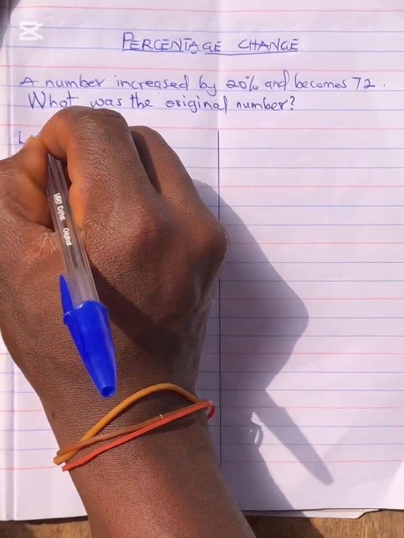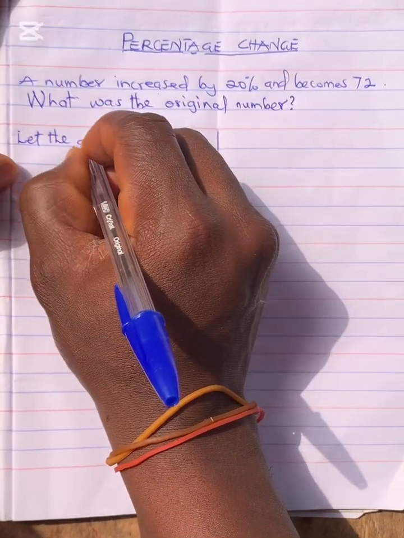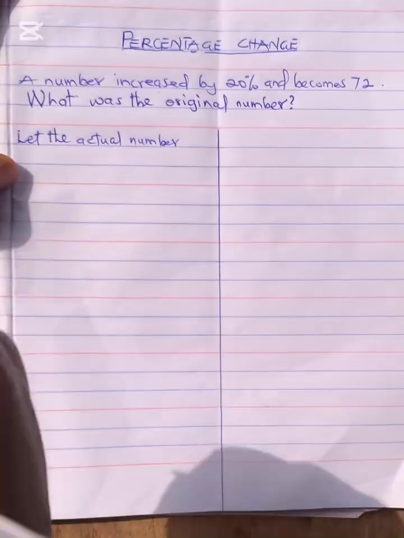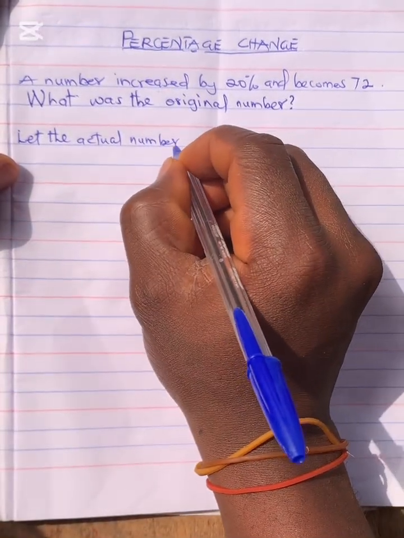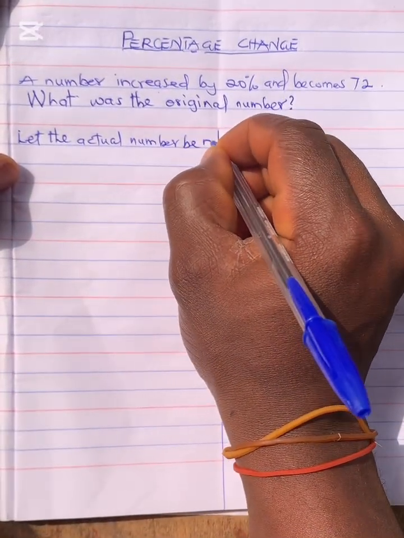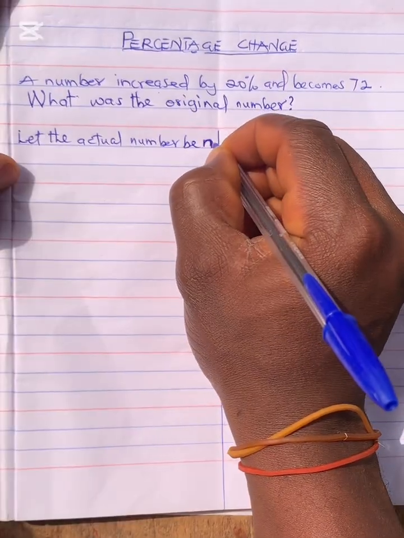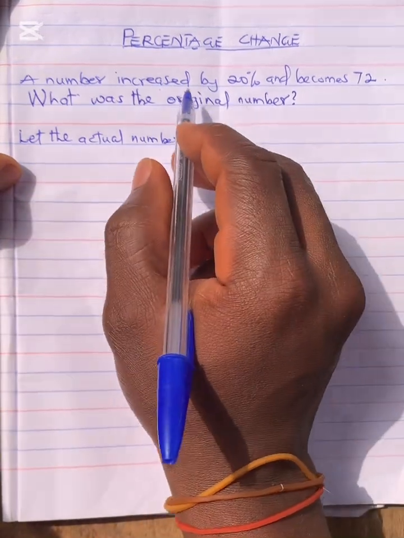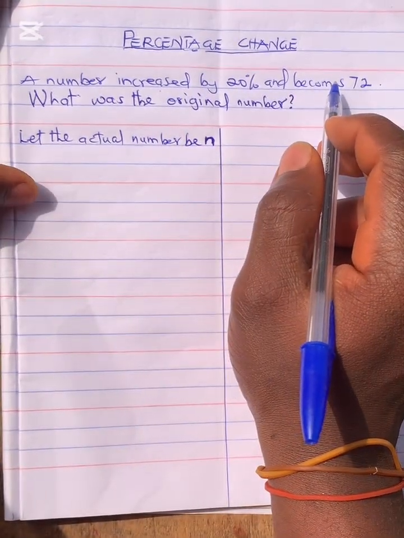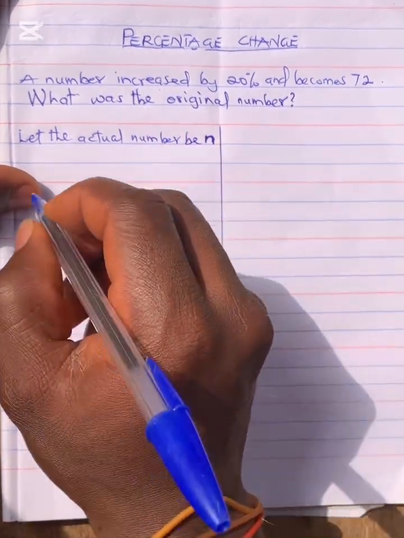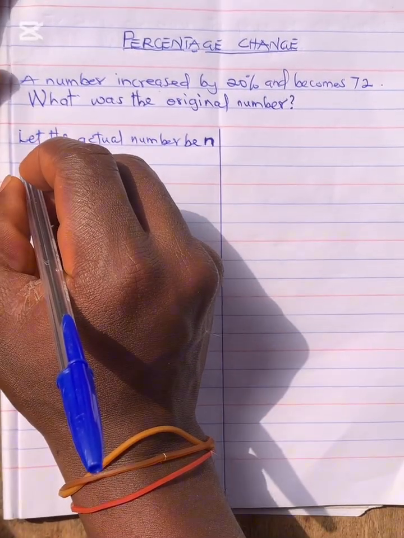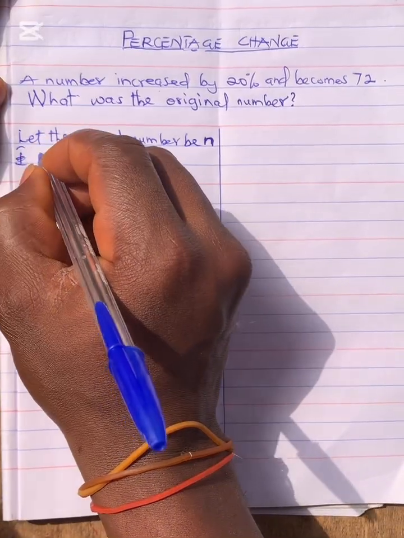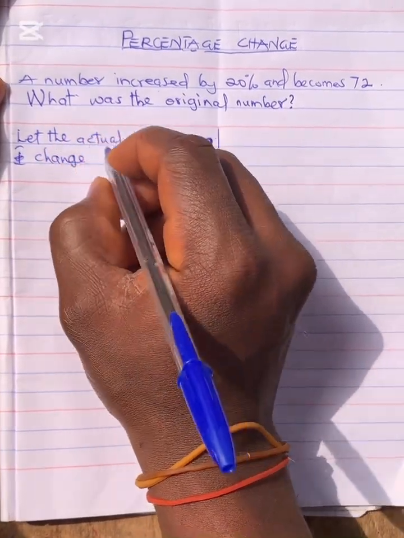So let the actual number, or the original number, be N. So we are letting the original number be N. Now we want the increment, or the change. Let's say change, we want the change.